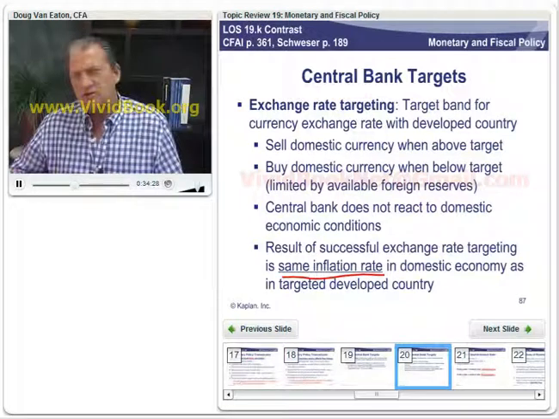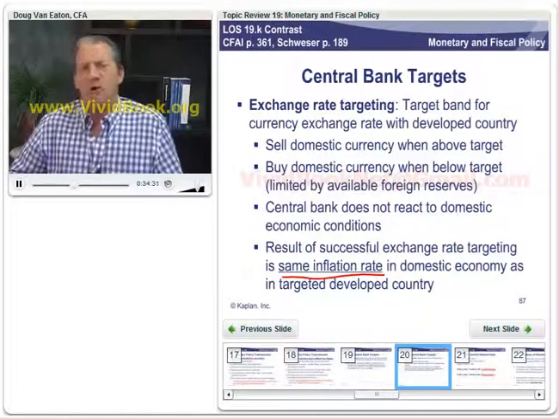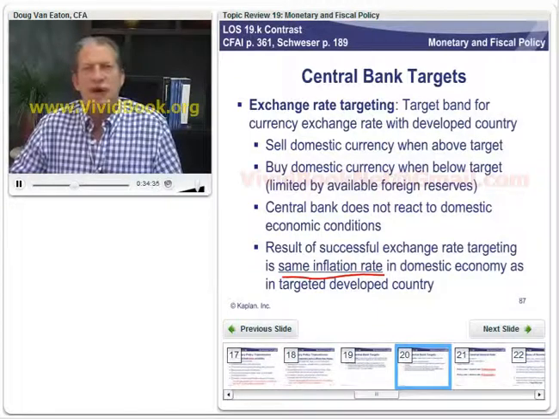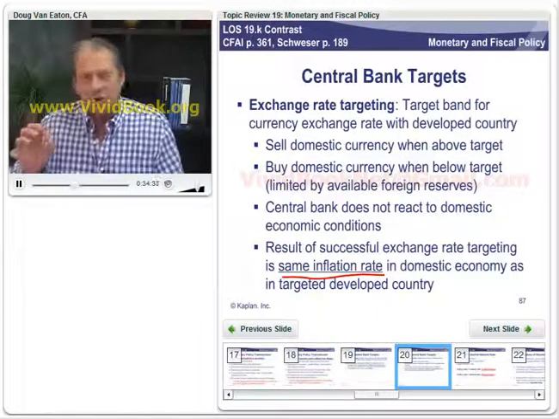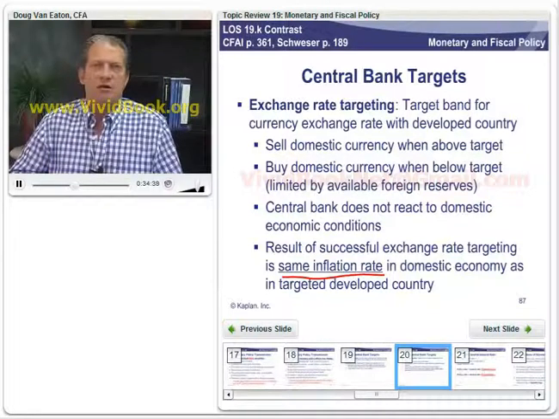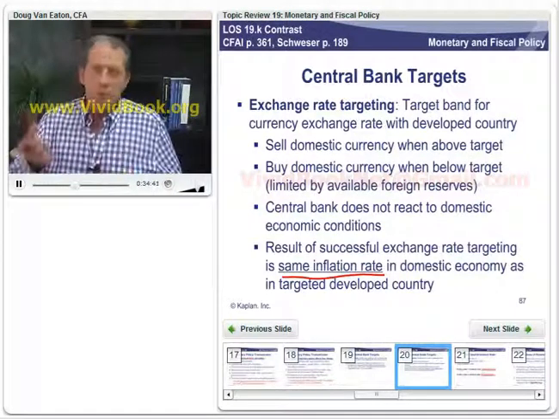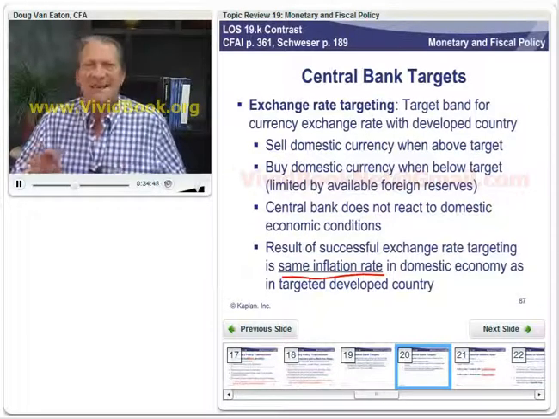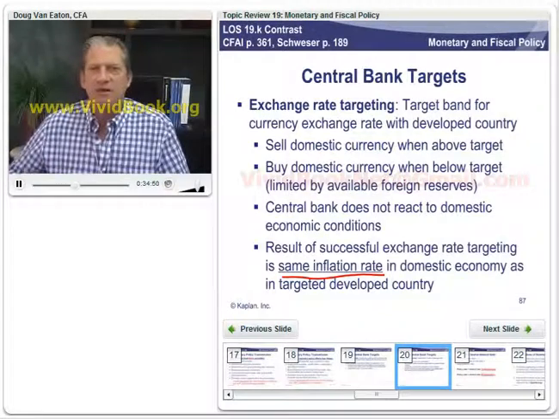So we're really just importing the inflation target of the developed country by targeting the exchange rate. Right? If one country has more inflation than another, their currency is depreciating, and that exchange rate is not going to be at the target level.